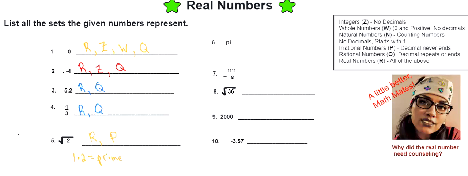All right. The next one, pi. If you know what pi is, you know that pi is 3.14 and 15, and it keeps going on and on and on. So first of all, pi is a real number, that's for sure. But it's a decimal. So that eliminates integers, whole numbers, and natural numbers. Because it goes on and never ends, it's irrational.